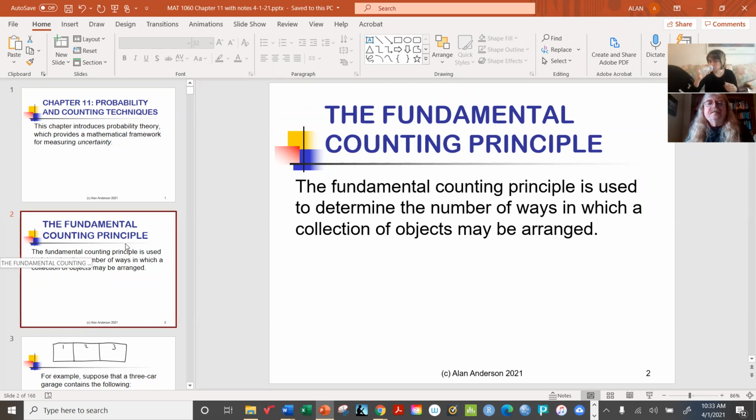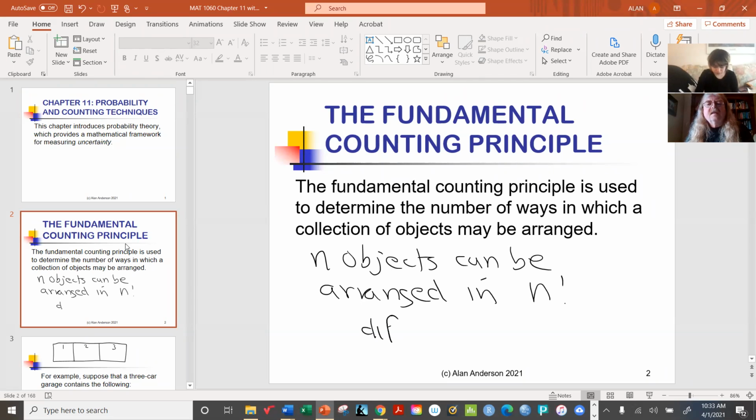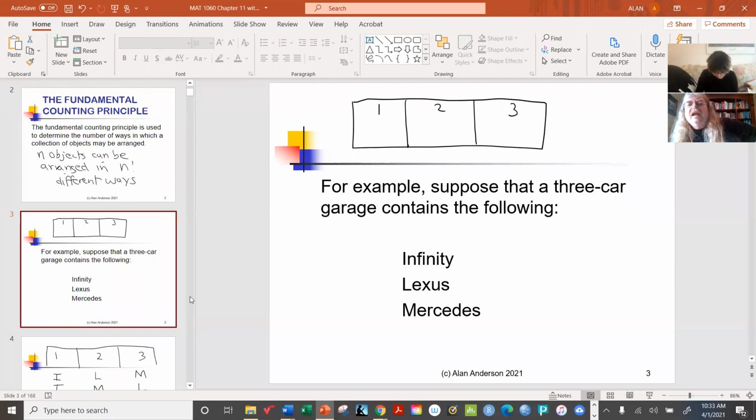N objects can be arranged in n factorial different ways. We introduced this concept in stages. We started with an example: suppose we had a 3-car garage, with 3 garages and 3 cars. How many different ways can we park the cars?